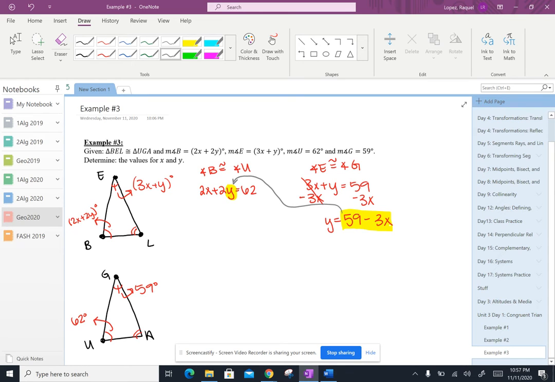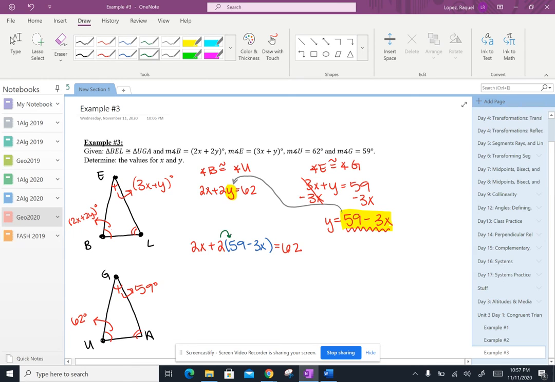I'm going to copy down that first equation. So that's going to be 2x plus 2. Now, instead of writing y, remember, I'm replacing it with the 59 minus 3x. So 59 minus 3x. And then copy down the rest of that first equation, so equals 62. Okay, now I've got everything in terms of x, and I can solve.